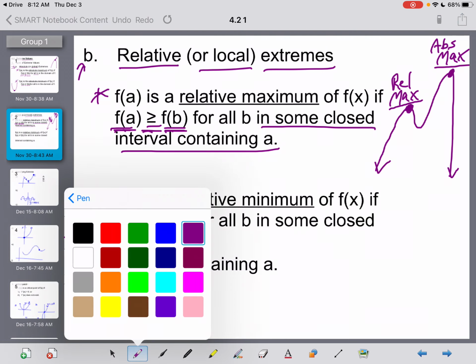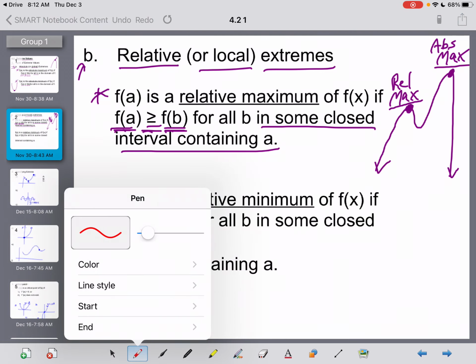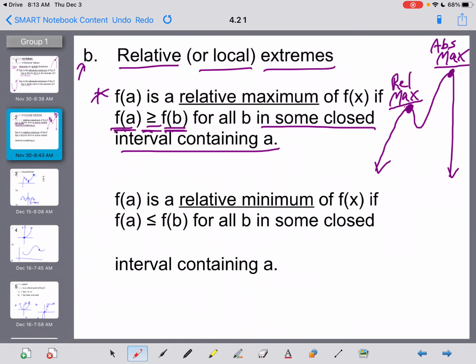What's important with a relative max, everybody, is that as you move to the left of your point, as you move left from that point, the function goes down. As you move right, it goes down as well. And when a point goes down in both directions, you are dealing with a maximum.